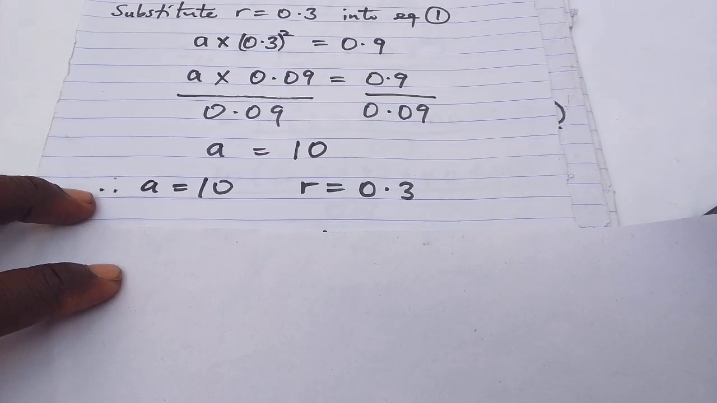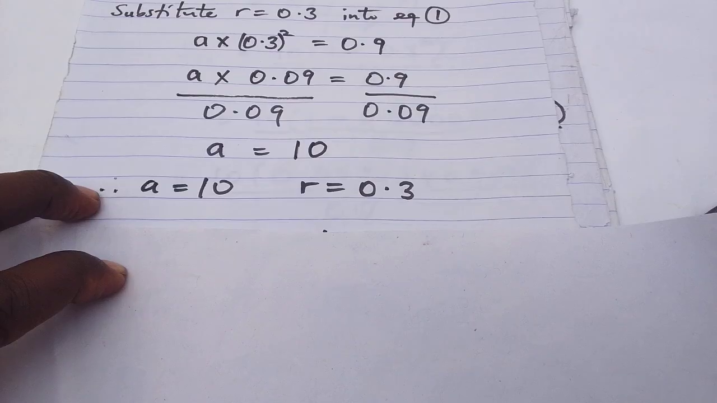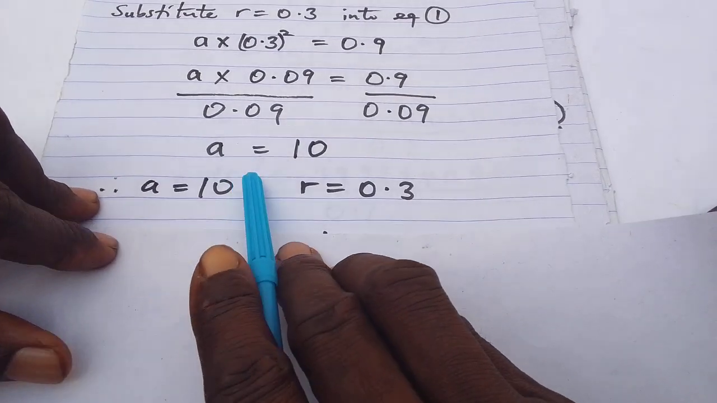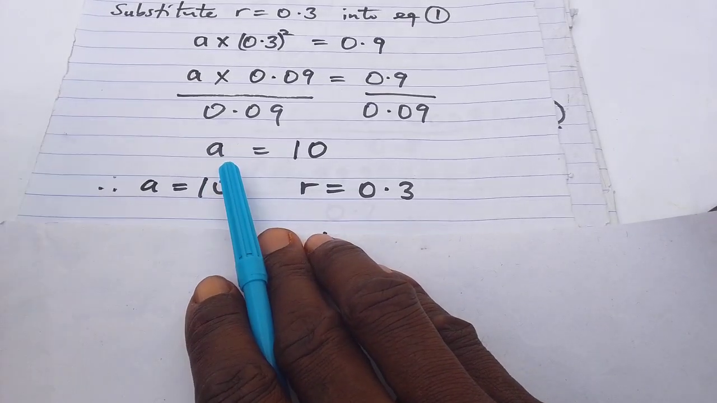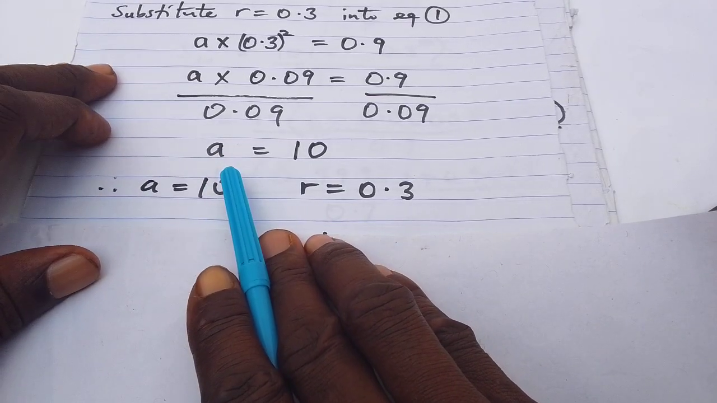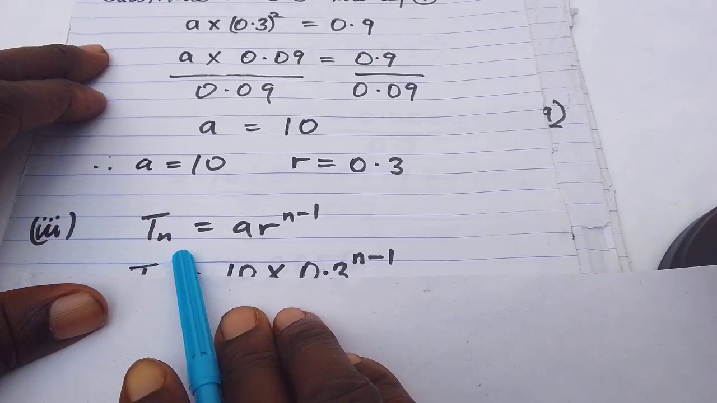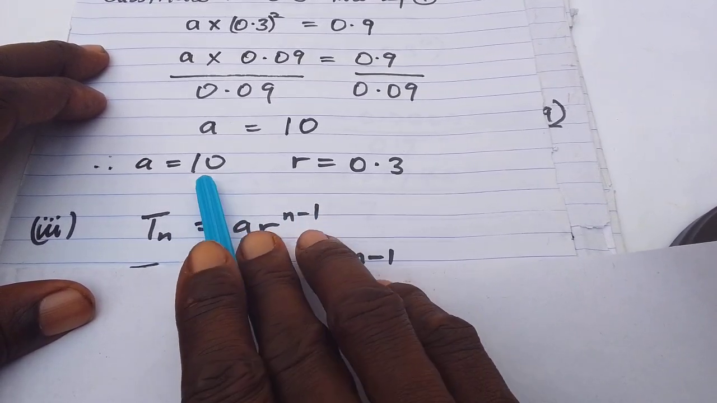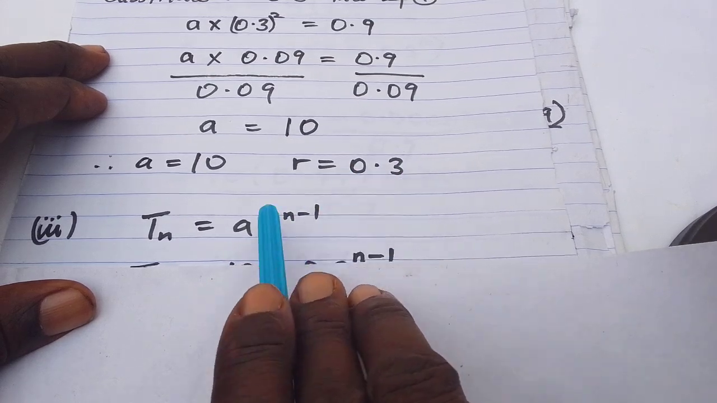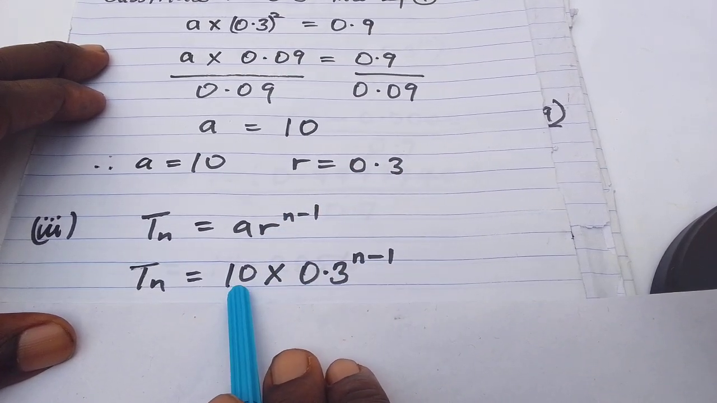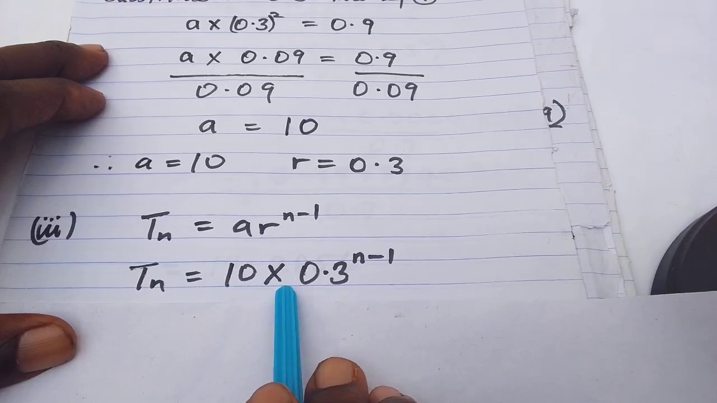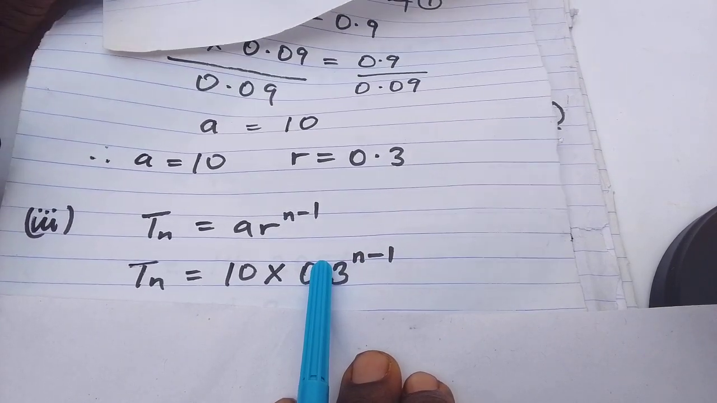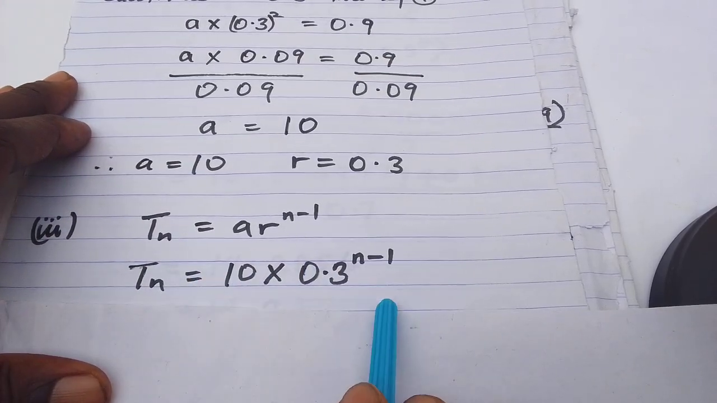The second part says that we should look for the general term. So what will be the general term for this particular GP? You are going to substitute into the formula for the nth term the value for a, which is 10, and the common ratio, 0.3. So the nth term will be equal to 10 times 0.3 raised to power n minus 1. This is the general term for this particular GP.